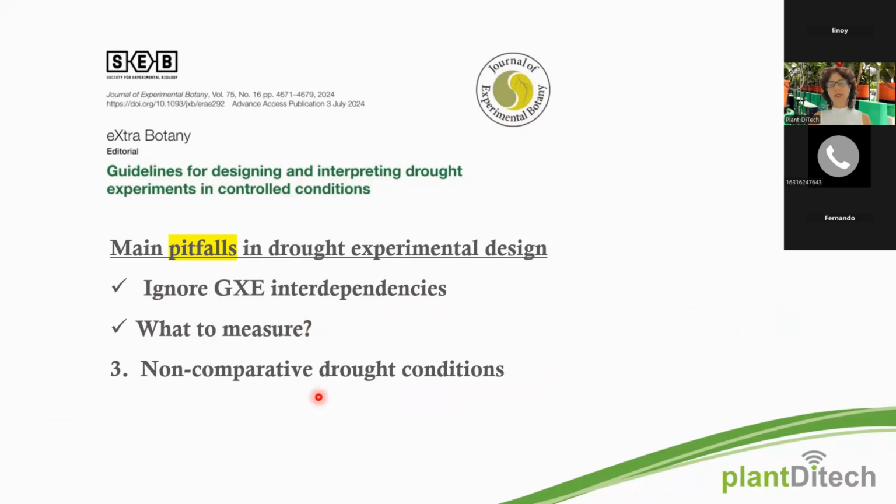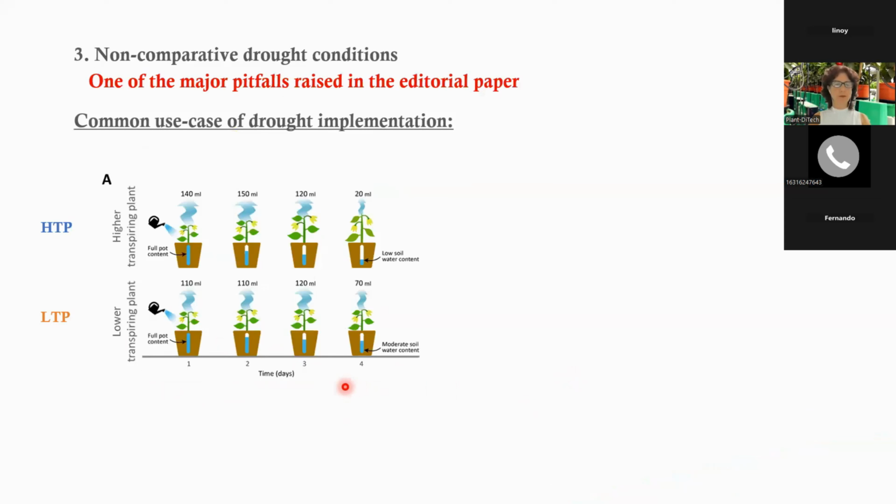And there is another topic which is very, very critical that was emphasized in the editorial paper. It's about non-comparative drought conditions. Let's dive into that. Okay, so we have here a common case of a drought study, which I'm sure you know.